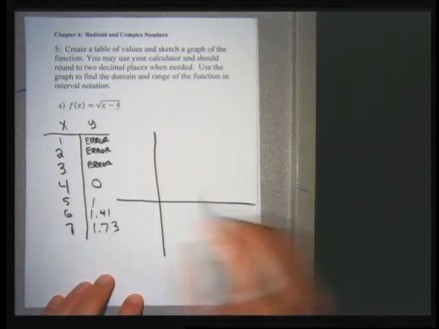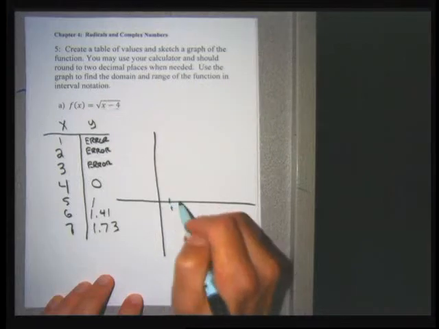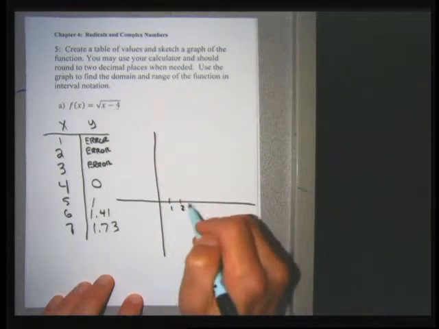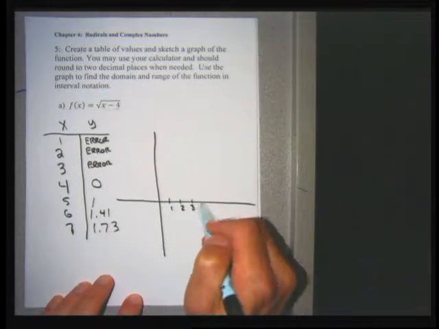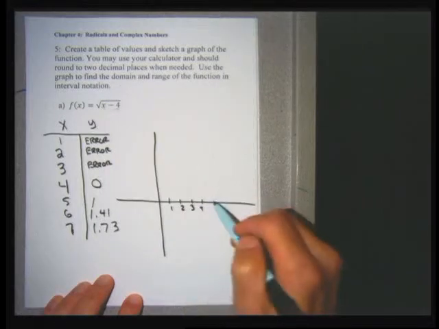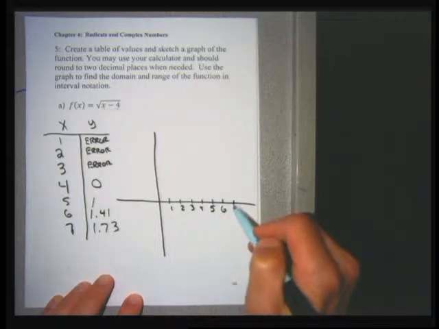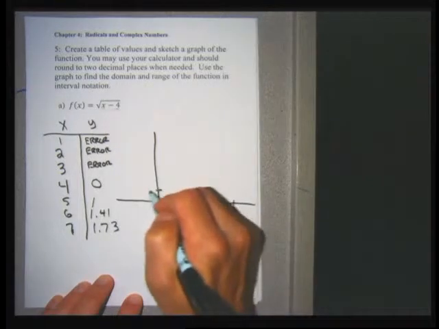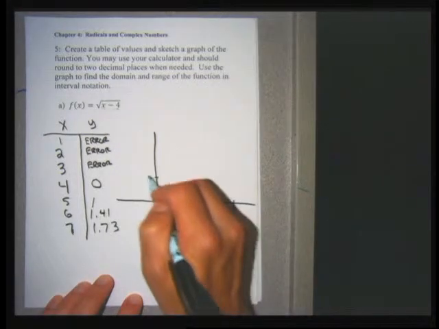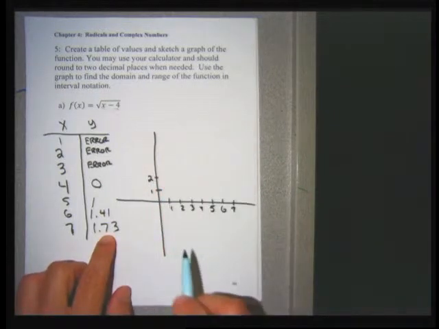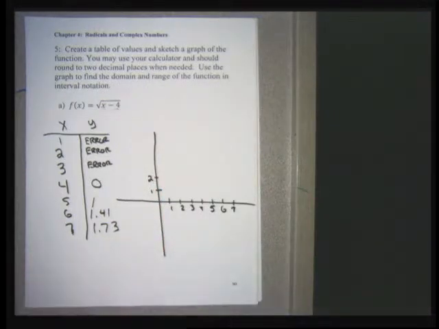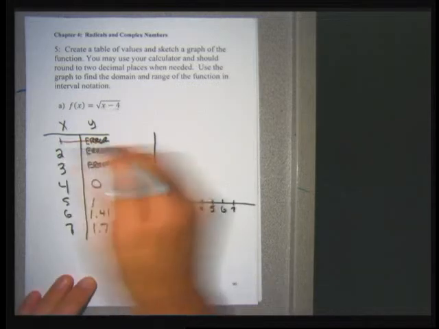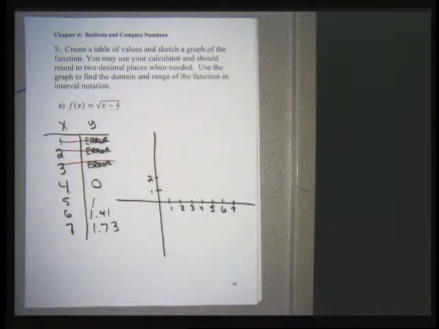So I'm going to make a really crude graph here. It doesn't really need to be that good. On the x-axis, I'm going to put the numbers between 1 and 7 because my x column goes between 1 and 7. And on my y-axis, I really just need to go up to 2 because my biggest y is 1.7. The first 3 points don't even get plotted because they don't have a y value that's plottable.